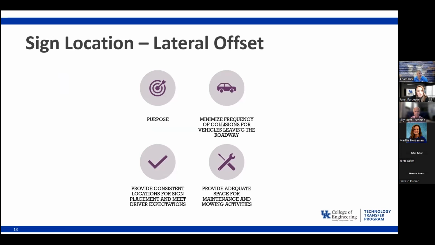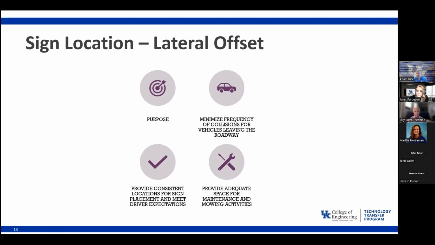We also want to minimize the frequency of collisions. So if somebody does depart the roadway, we don't want to have that sign right on the edge. We don't want it so close that people are hitting their mirrors on it and causing damage to the vehicle or damage to the sign, so that it can no longer serve its purpose, or it's no longer readable. And then we want to have a consistent location.